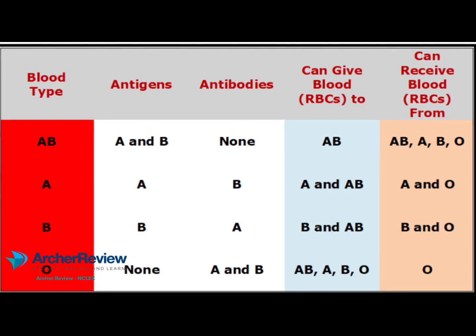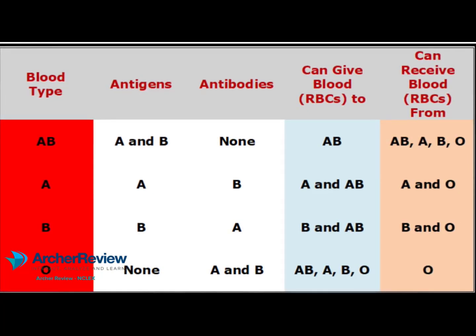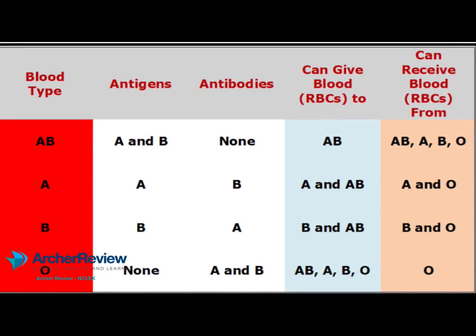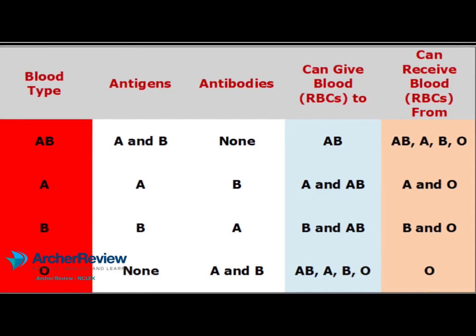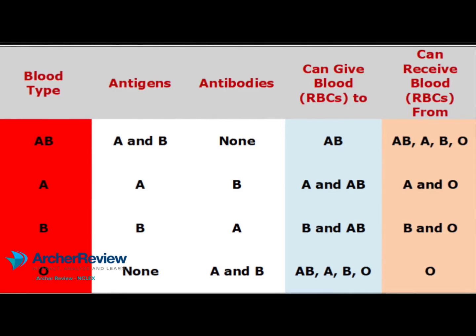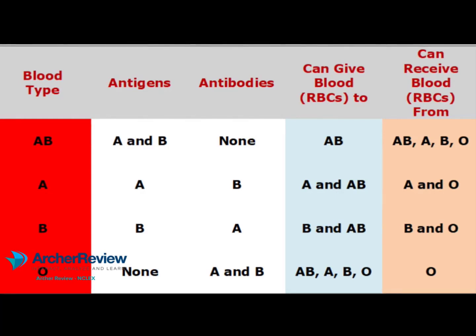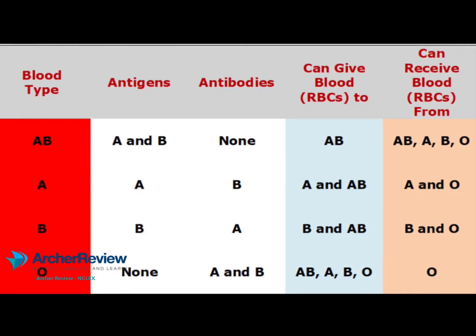When your body has those antigens, it will make antibodies against any antigen it doesn't have. This is how your body protects itself. If you have type A blood with A antigens, your body is going to produce B antibodies to attack any blood cell with a B antigen. This is your body's way of marking it as foreign and saying, hey, you don't belong here, and it wants to destroy it to protect you.